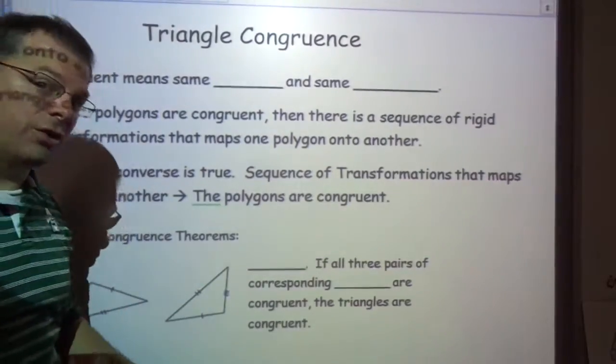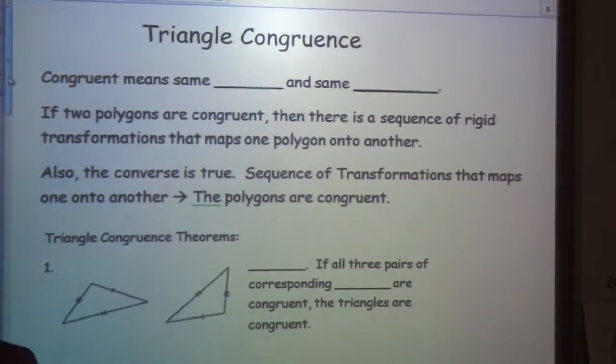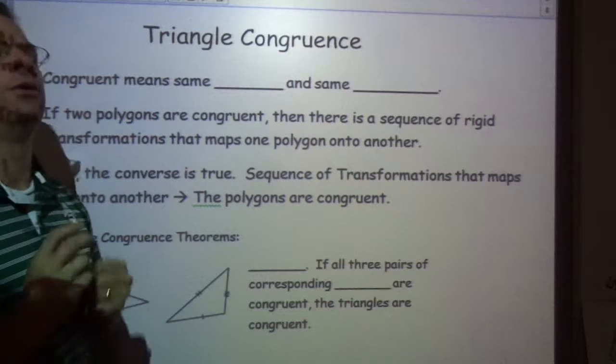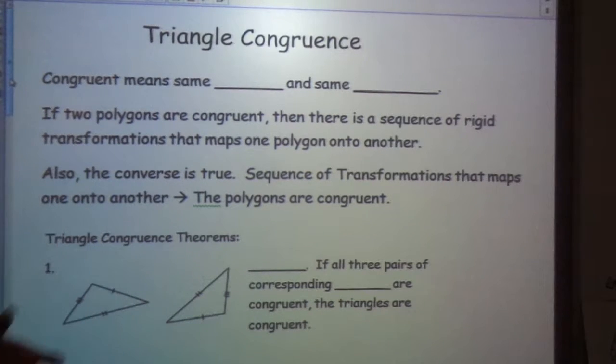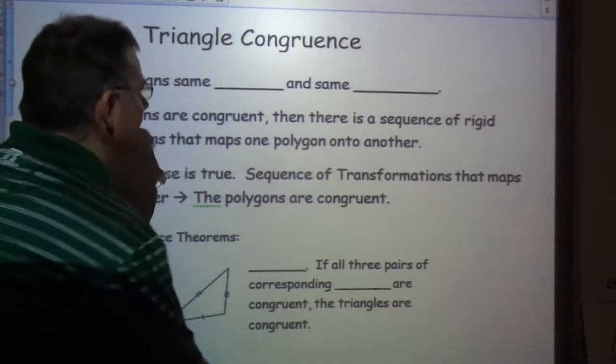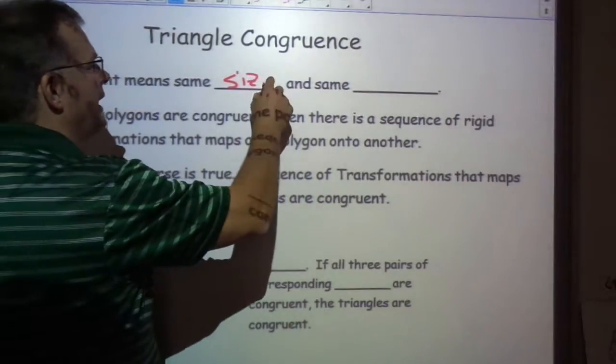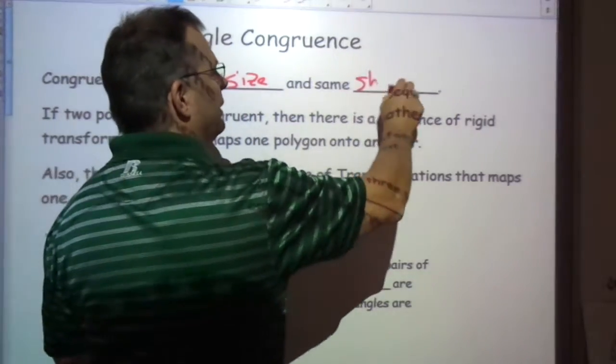Hello and welcome to Congruent Triangles. Today we're going to look at ways that we can prove that two triangles are congruent. To be congruent, they would have to be the exact same size and the exact same shape.